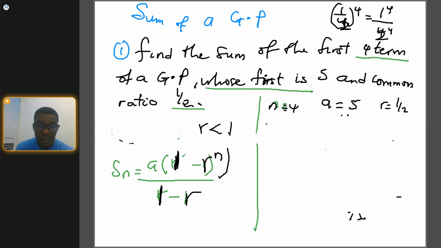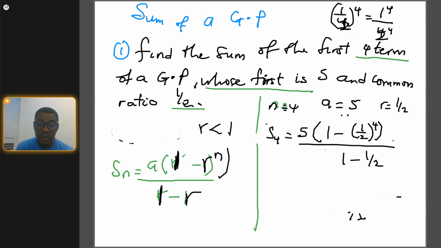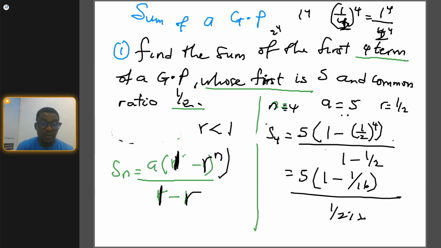have it solved here. That is x4 equals a, which is 5, in bracket 1 minus 1/2, all raised to the power of 4, close the bracket, over 1 minus 1/2. So that will give us 5 in bracket 1 minus 1 raised to power 4 is 1 over, then 2 raised to power 4 is 16. So we have that over. Subtracting half from 1, the answer is still half. So we have to simplify the more so we can get the answer.